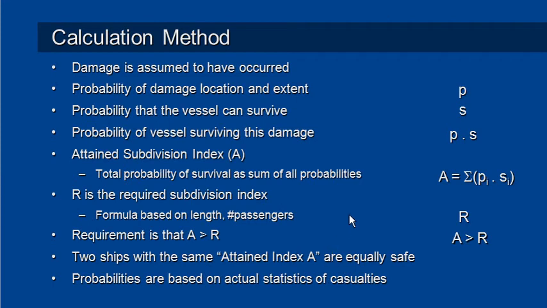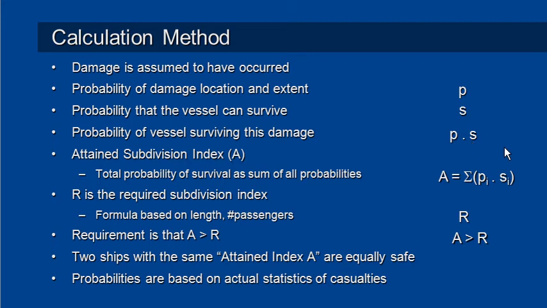The basic approach to the calculation of probabilistic damage stability is that we assume that damage has occurred in a certain location in the vessel, and we calculate the probability of that damage occurring based on its location and its extent or length, and that probability is P. Given that particular damage, we then calculate a probability that the vessel can survive, and that probability is S. So that means that the probability that the vessel can survive that particular damage is P times S.